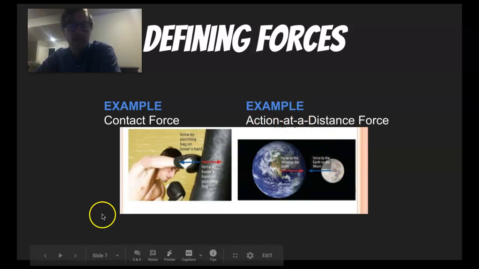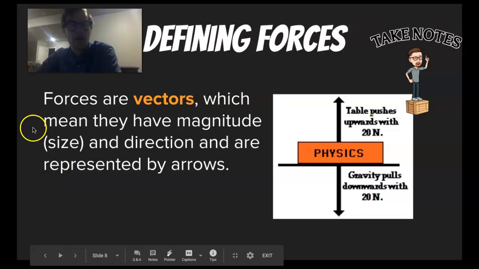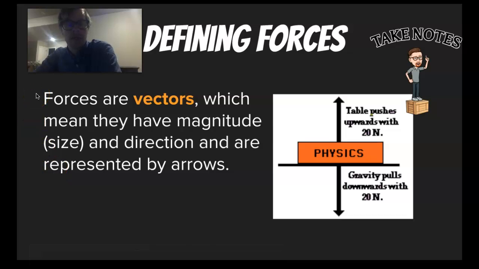That's where we get our tides from. Okay, and forces are also vectors. So vectors, if you recall, that means they both have a magnitude, and a magnitude is a size or an amount, and they also have a direction that goes somewhere, right? So we represent them with arrows and with directions, right?